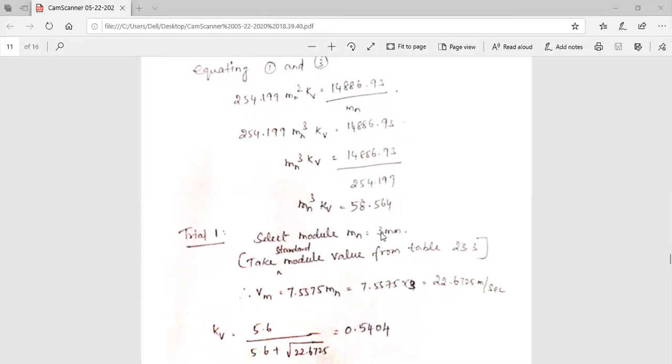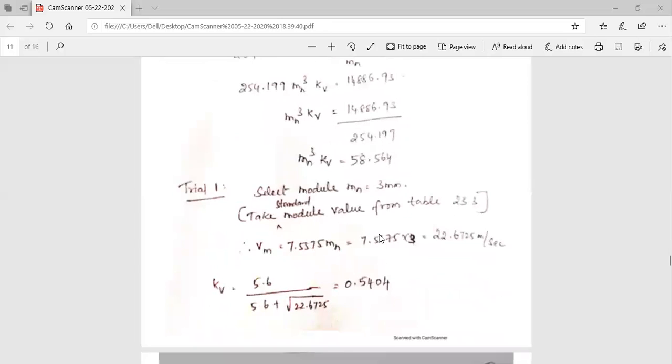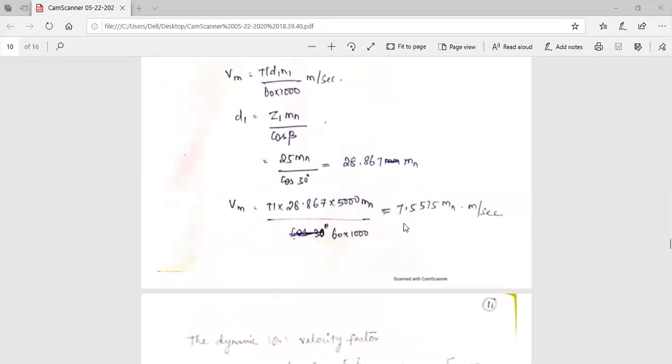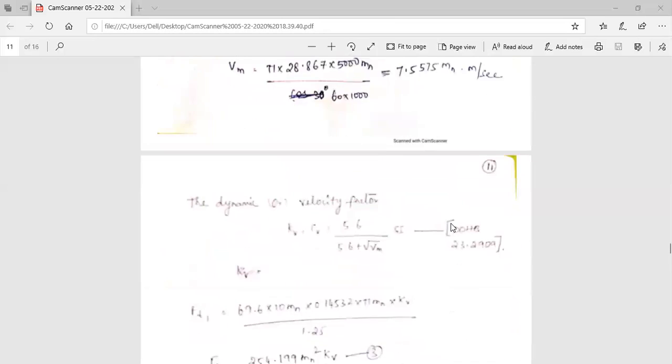This is the minimum value. So apply this 3 mm in this equation. If you want to find kV, you need the mean velocity. Already we found the mean velocity, 7.5575 mn, the velocity value in terms of normal module. Here substitute the normal module value as 3.